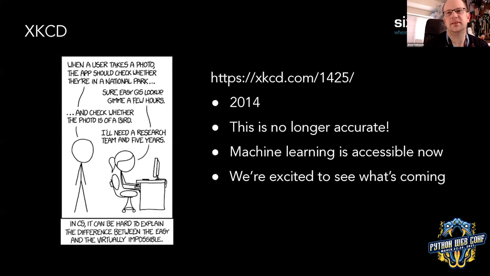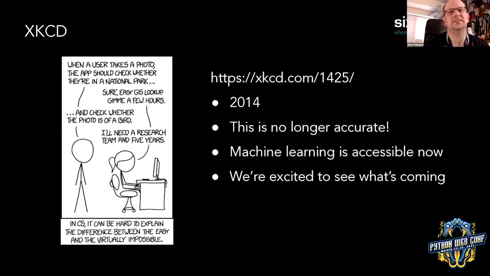All right. This is an XKCD comic that was published in 2014, and I feel like it's really relevant. There's a manager and a developer, and the manager says, when a user takes a photo, the app should check whether they're in a national park, and the developer responds, "Sure, that's easy. Just use GIS. Give me a few hours." And then the manager adds, "And check whether the photo is of a bird." And the developer responds, "I'll need a research team and 5 years."